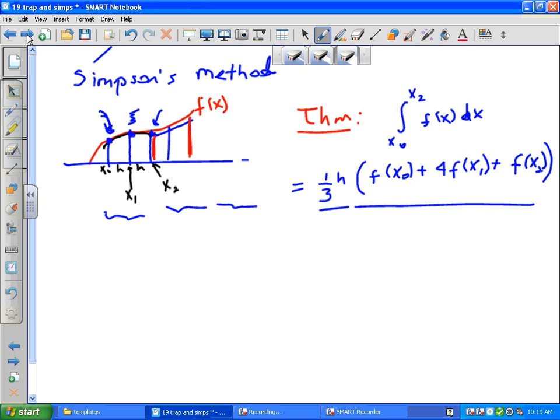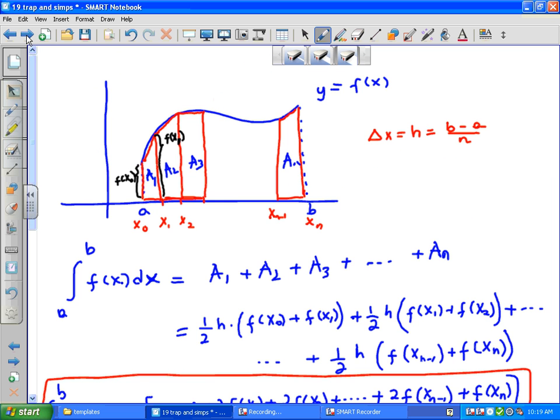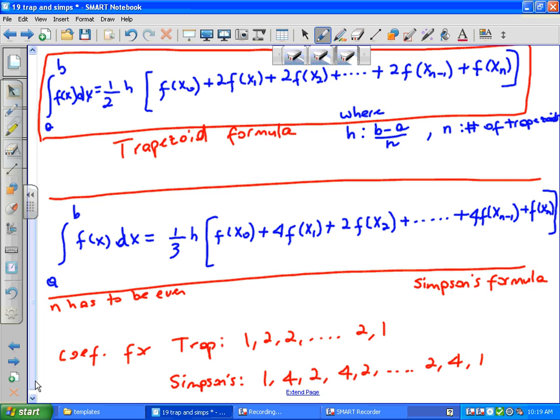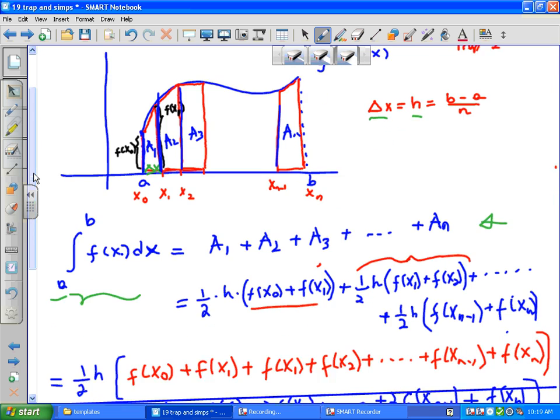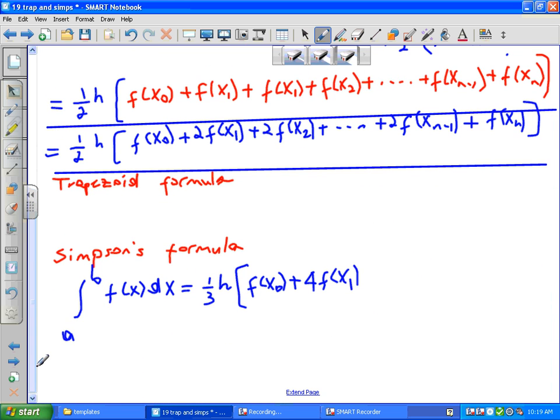Look at these as groups of 2 rectangles next to each other, then the next 2, then the next 2. So this one is not being shared. So that one stays as 4 times f of x sub 1. But this one will be shared. So what will be the coefficient of that one? 2 times f of x sub 2. Because that one is going to be shared with the next rectangle. So you're going to have one coming from the right side of the first rectangle and one coming from the left side of the second rectangle.